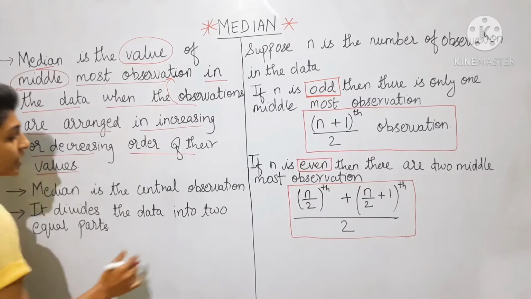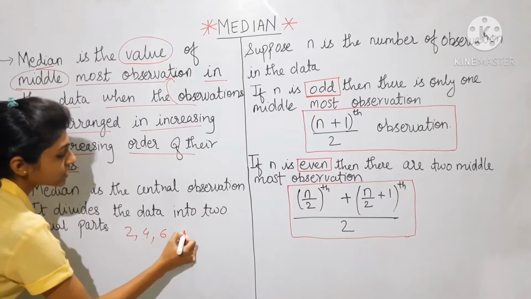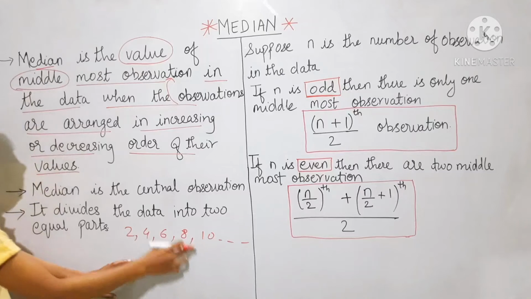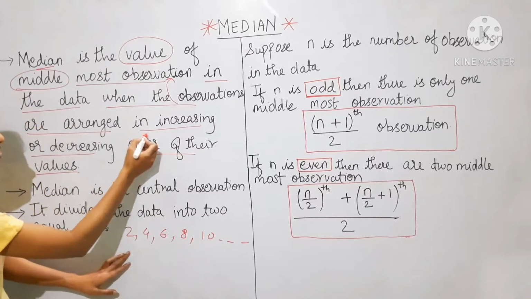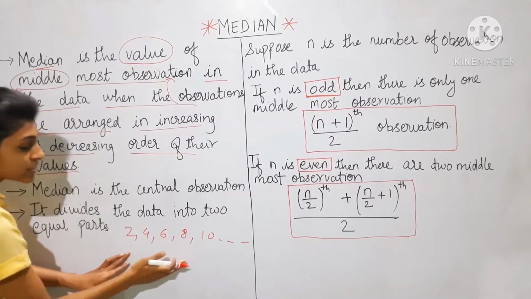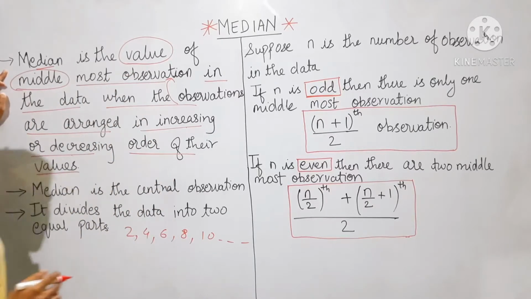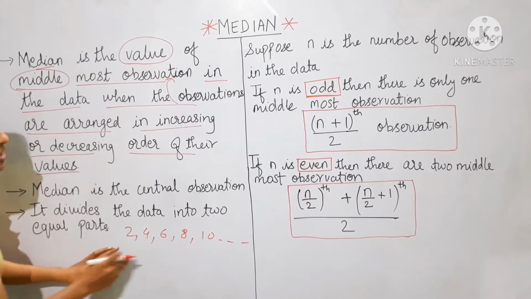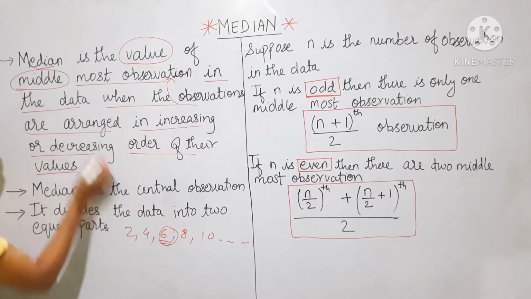Now for example, if I say the observations like 2, 4, 6, 8, 10 and so on. Okay, these are the observations, and median is the middlemost observation. When I arrange these observations in increasing or decreasing order, then whichever is the middlemost value, that I can call the median.